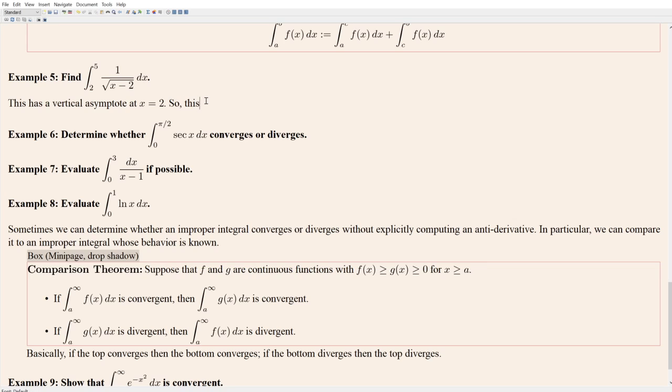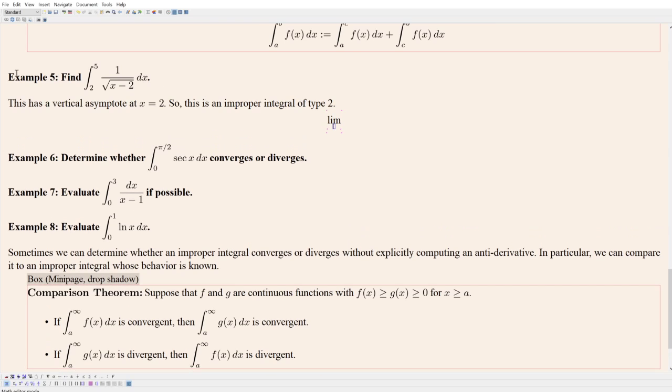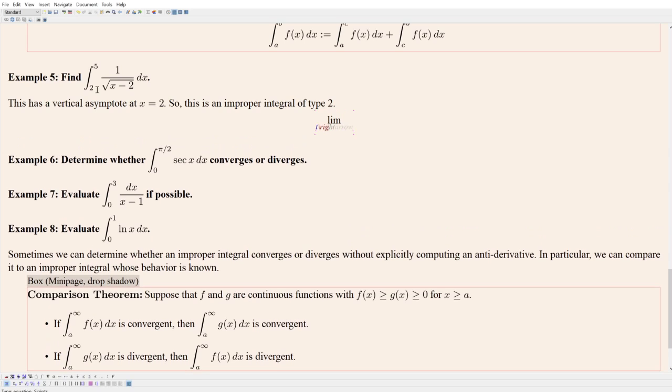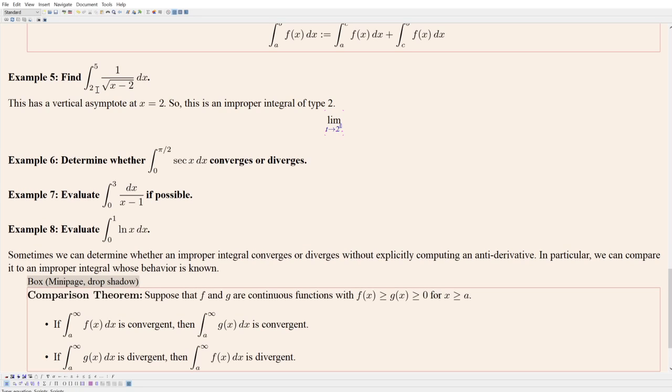So this is an improper integral of type 2. So what do we do? Well, we just replace the problem point with a parameter, t, and then let t approach that parameter. Or I'm sorry, other way around. Let the parameter approach the problem point. And in this case, we will be approaching from the right.